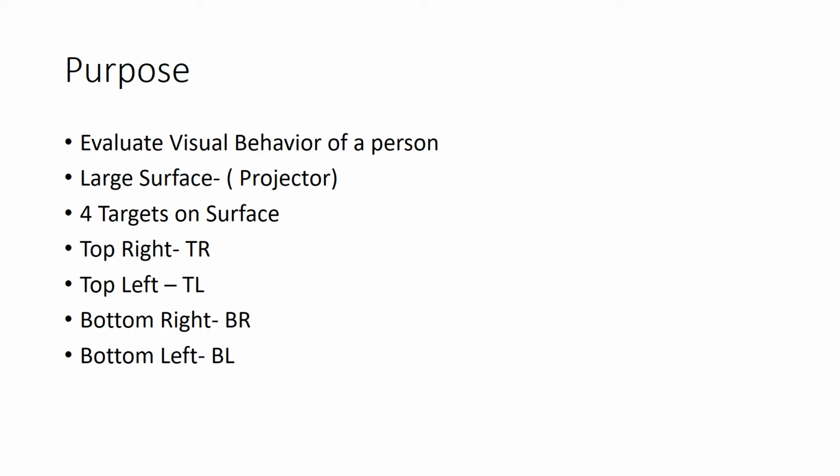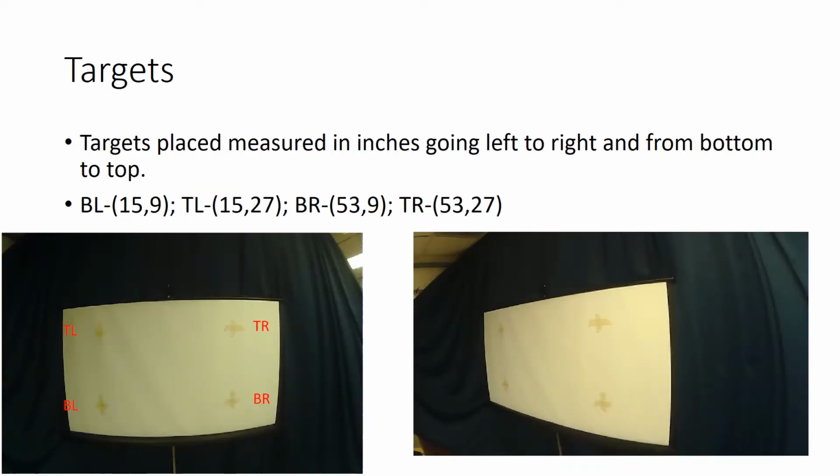Mainly two sets of videos were taken, one looking straight at the projector and another looking at the projector from an angle. As you can see, these images are from both videos. The projector had four targets as mentioned. Now the targets were measured with a ruler in inches. It was measured from left to right and from bottom to top. The locations of each target were 15 and 9 inches for BL, 15 and 27 inches for TL, 53 and 9 inches for BR, and 53 and 27 inches for TR.